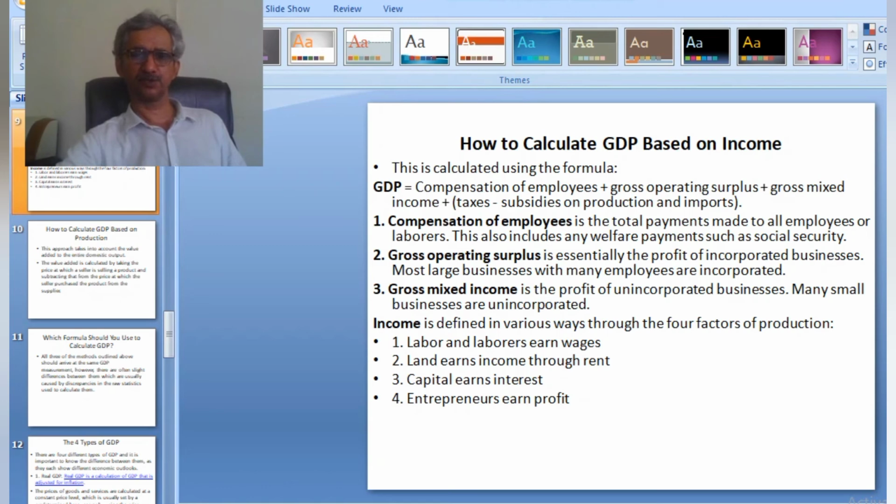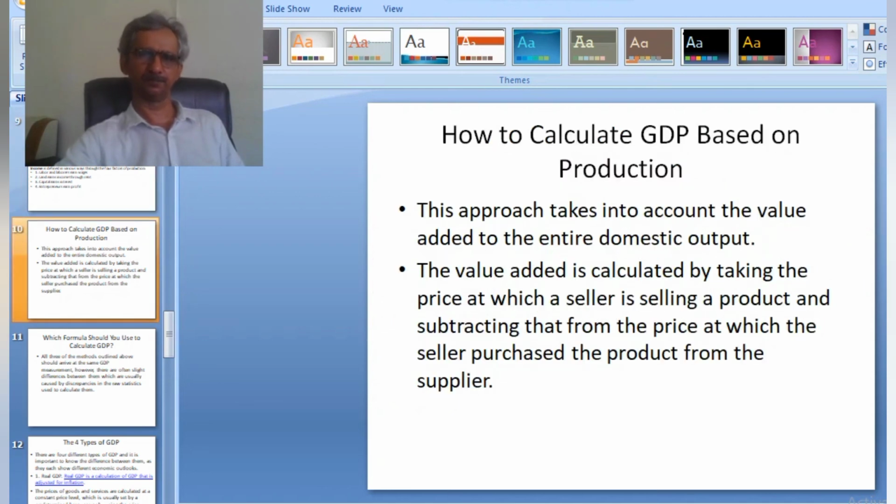Gross operating surplus is essentially the profit of incorporated businesses. Most large businesses with many employees are incorporated, meaning corporations' earnings. Gross mixed income is the profit of unincorporated businesses. Many small businesses are unincorporated. So income is defined in various ways through the four factors of production. Labor earns wages, land earns income through rent, capital earns interest, and entrepreneurs earn profit. So these are the different types of incomes. When we add them, it becomes the GDP according to the income method.